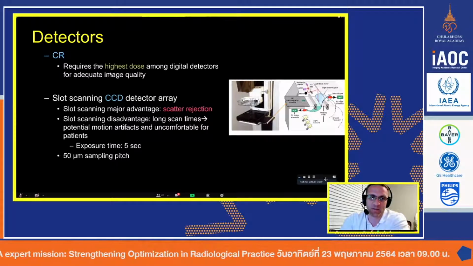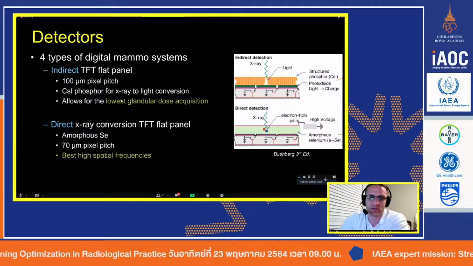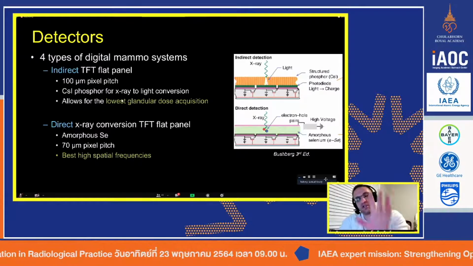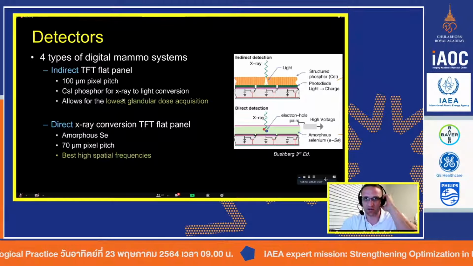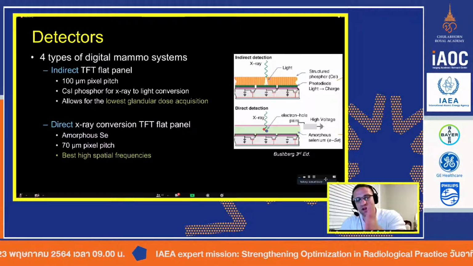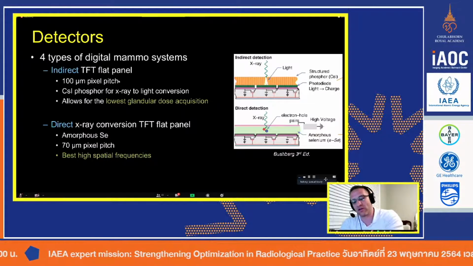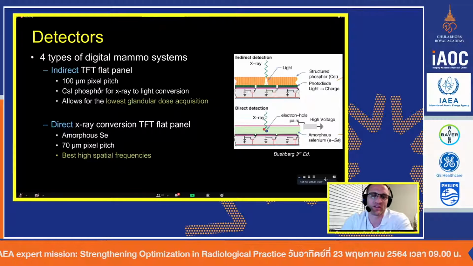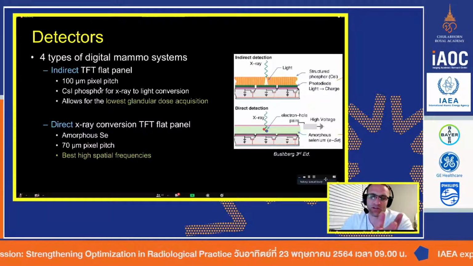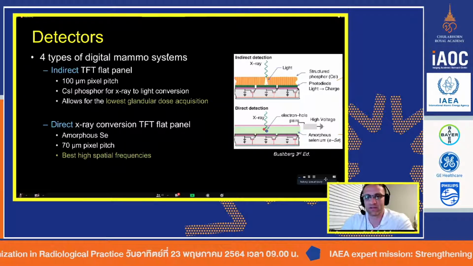Most common by far is this indirect system, and that system gives you the best, lowest glandular dose. So the take-home message here is, if you have the option when your hospital is buying new systems, new mammogram units, and they come to you and ask you as the managing technologist, the lead radiologist or physicist, you would say, hey, when you look at the options out there, I would get the indirect system.